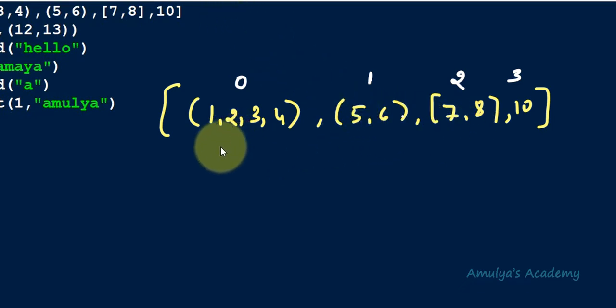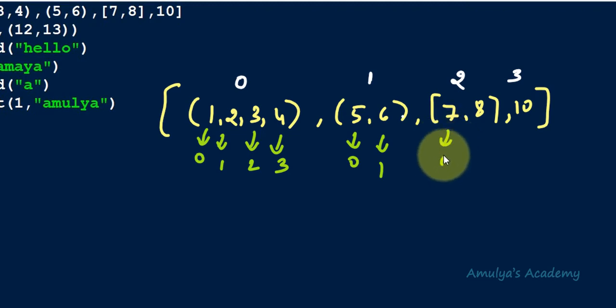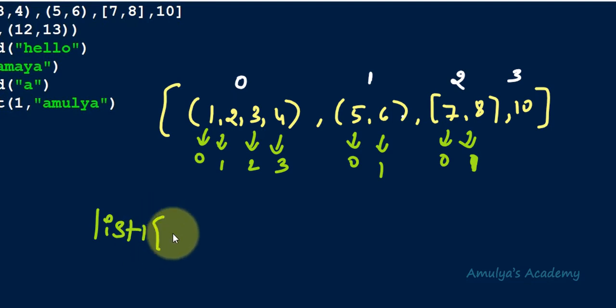Here the elements of the list are tuples or a list, right? So for tuples which are present as elements of the list, we need to take the index for those also. So here we have 0, 1, 2 and 3, and for the tuple, 0 and 1. Now when I write list1 of 0, I'll get this whole tuple, and inside that, if I take index 2, I'll get the element present at that index. And also if I take list1 of 1 and 1, I'll get 6.